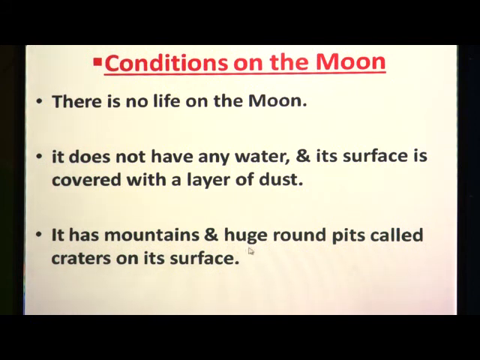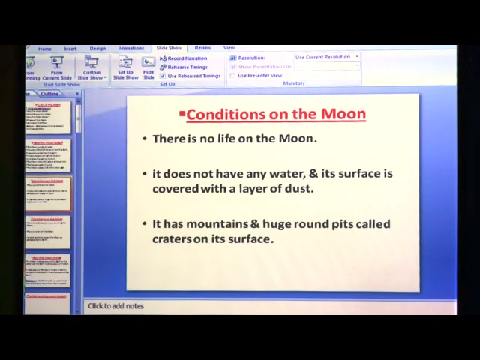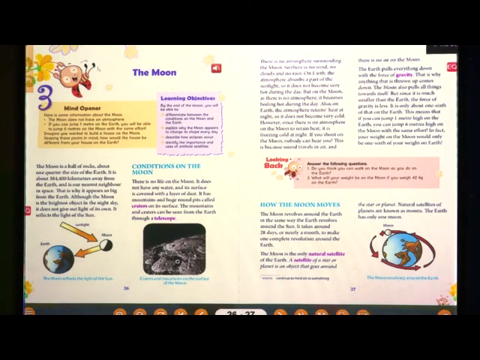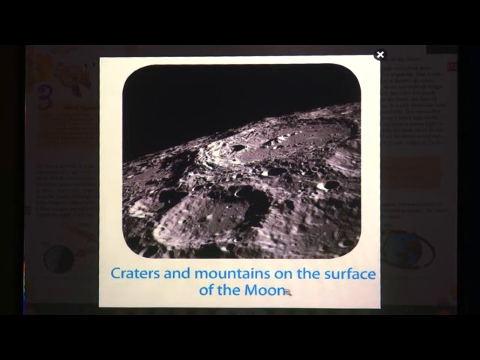It has mountains and huge round pits called craters on its surface. In this picture you can see these craters and mountains on the surface of the moon.